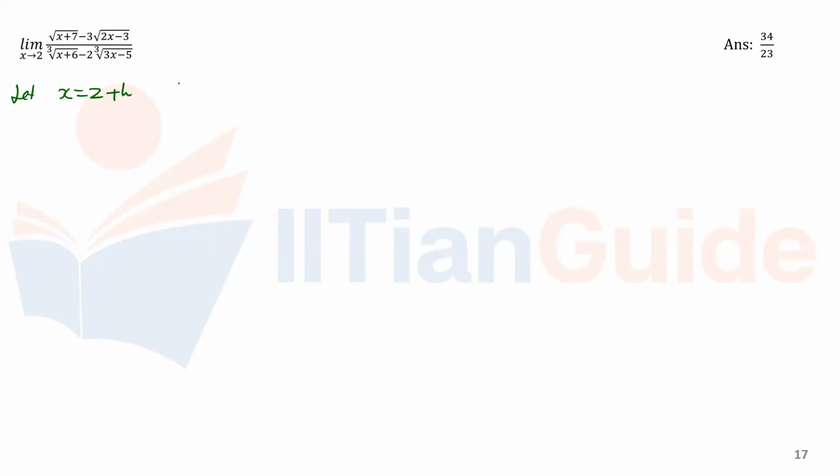So if I take x to be 2 plus h, I'm getting limits h tending to 0. Putting 2 plus h in place of x, I will get (9 plus h) whole power half minus 3 times... If I put x to be 2 plus h, what will come? 2 into 2 is 4, 4 minus 3, that is (1 plus 2h) whole power half. Am I right? Tell me quickly. I have put 2 plus h in place of x.